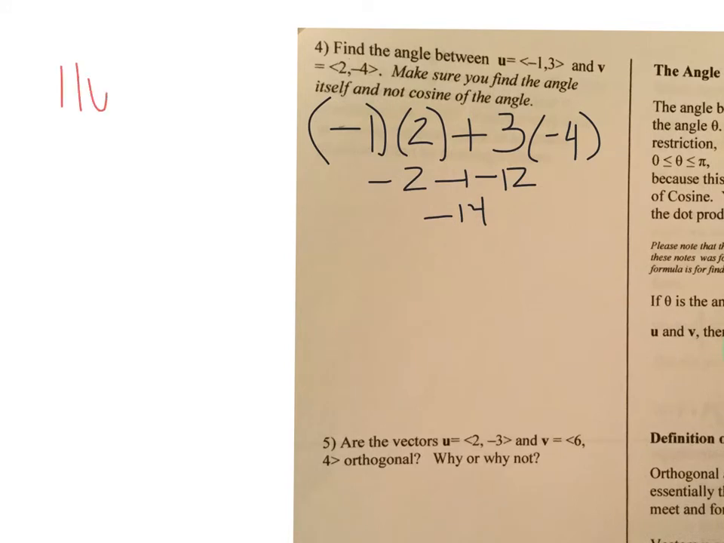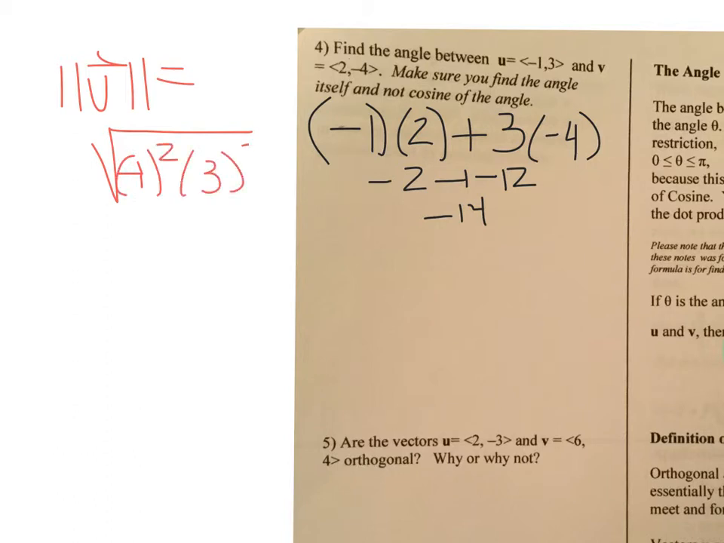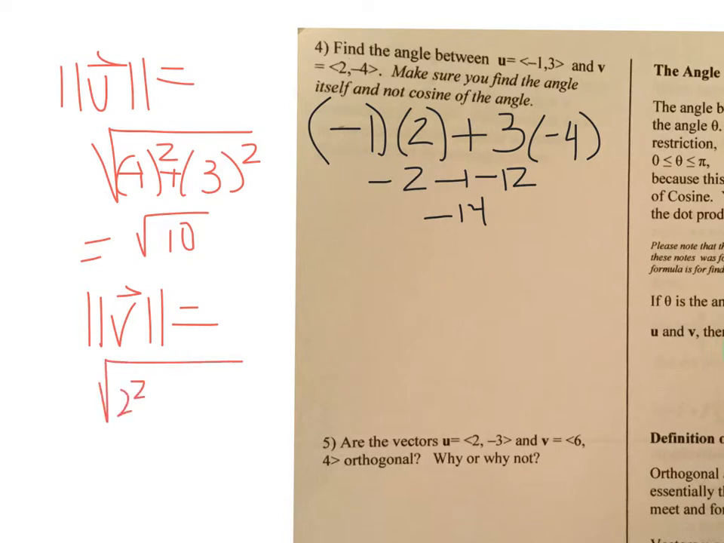So the magnitude of vector U is going to equal the square root of negative 1 squared plus 3 squared. So it's going to equal 1 plus 9, the square root of 10. The magnitude of vector V is going to equal the square root of 2 squared plus negative 4 squared. So it's going to be 4 plus 16, so the square root of 20. And so now I'm going to plug all of that together.